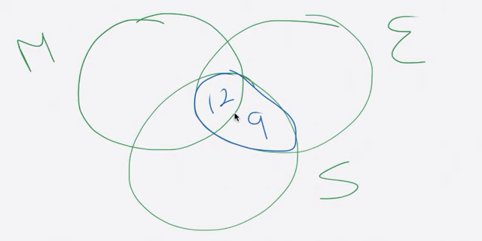12 plus 9 is 21, so 21 people are in this intersection of E and S, which is what their second last piece of info says there. 21 students are taking English and science. And how do you get these numbers? Well, we knew 12 was here, and if the two of these add up to 21, then this has to be 9. Okay, and then we're going to go to this one over here.